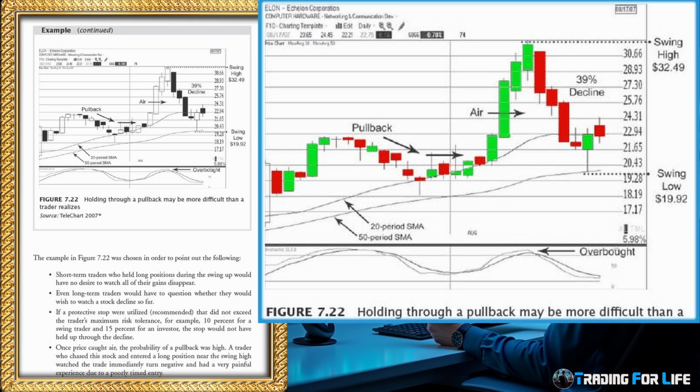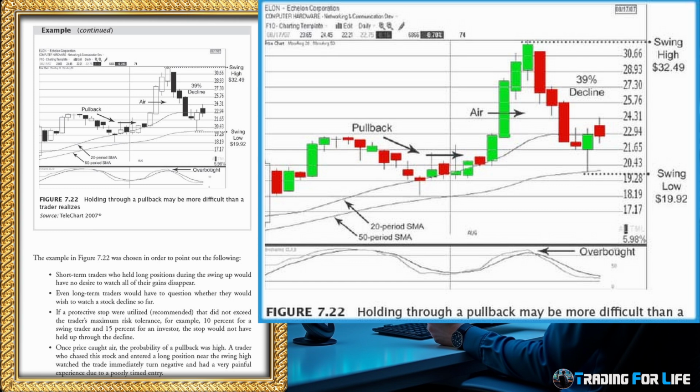The example in figure 7.22 was chosen in order to point out the following. Short-term traders who held long positions during the swing up would have no desire to watch all of their gains disappear. Even long-term traders would have to question whether they would wish to watch a stock decline so far. If a protective stop were utilized, as recommended, that did not exceed the trader's maximum risk tolerance, for example, 10% for a swing trader and 15% for an investor, the stop would not have held up through the decline of this stock. Once price caught air, the probability of a pullback was high.